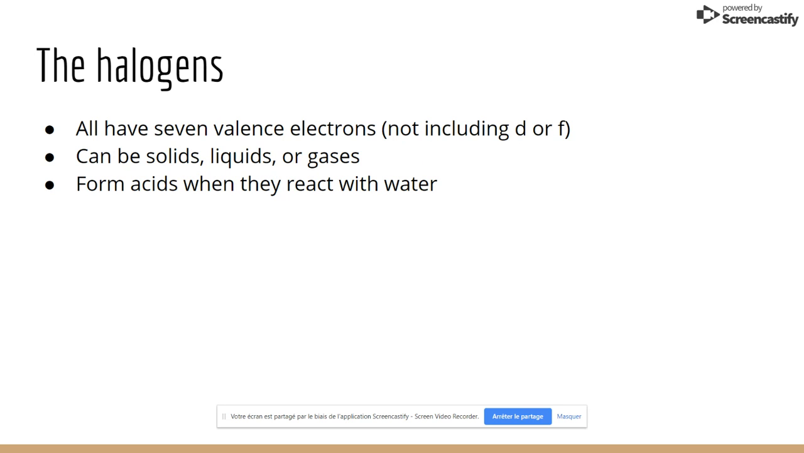Pause here. These all have 7 valence electrons once I exclude the d or the f. The reason why I would exclude the d or the f is because those do not tend to participate in covalent bonding, meaning they're not really impacting the chemical properties all that much. So halogens can be solids, liquids, or gases, and they tend to form acids when they react with water. You've probably worked with hydrochloric acid by this point in your chemistry career, and all halogens can form similar acids like hydrofluoric, hydroiodic, hydrobromic acid.